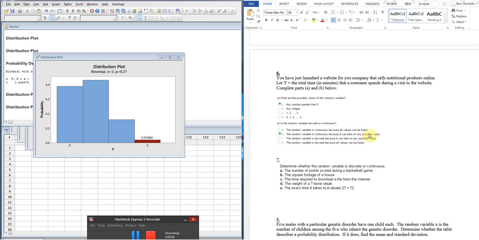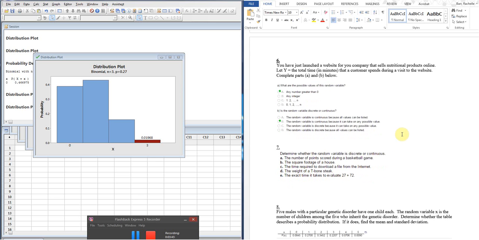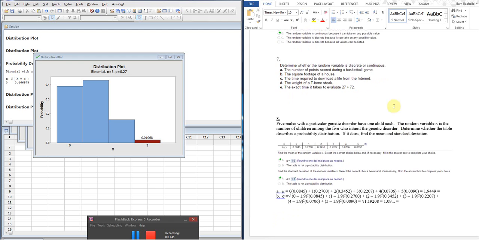And since it's continuous, a binomial model doesn't make sense for it, since binomials are very discrete in nature. Okay, to determine whether a random variable is discrete or continuous.